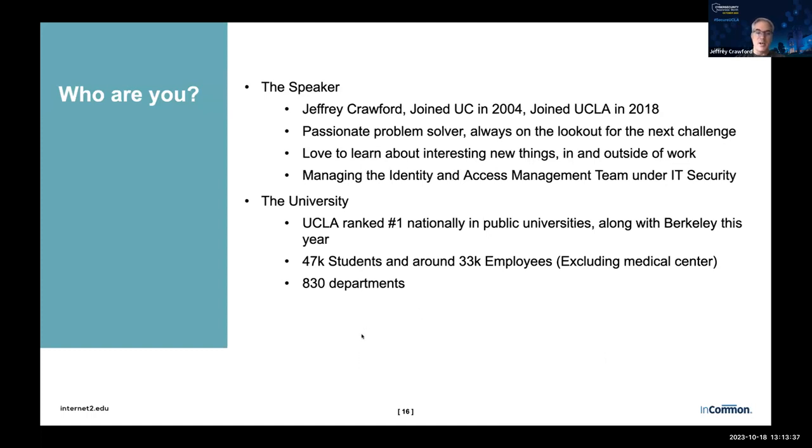UCLA is an R1 university ranked #1 nationally among public universities, along with Berkeley, a distinction we share with them this year. We have about 47,000 students and around 33,000 employees that we directly work with. If you do include the medical center, that jumps up to, I think, like 68,000 or so. And there are 830 departments, all kind of doing more or less their own thing, with some exceptions.